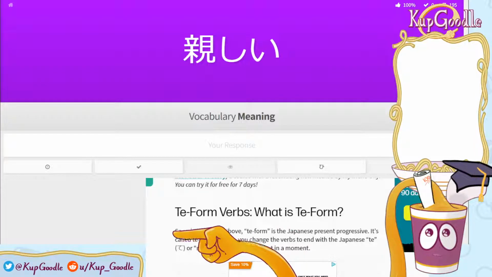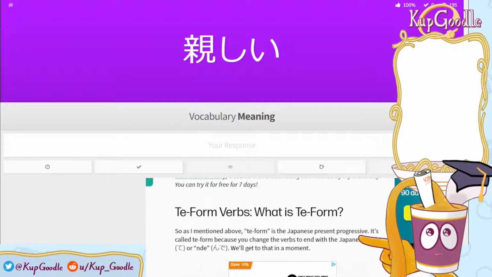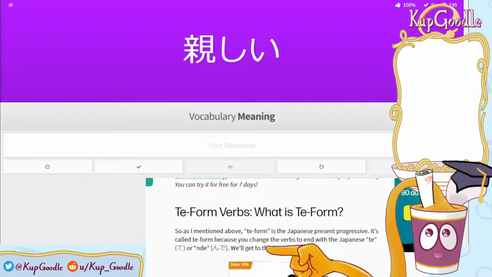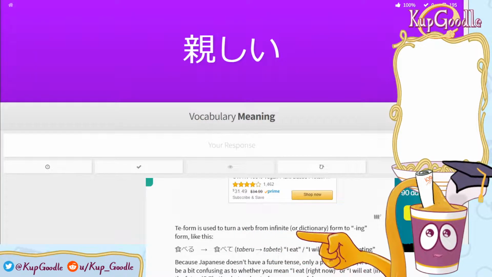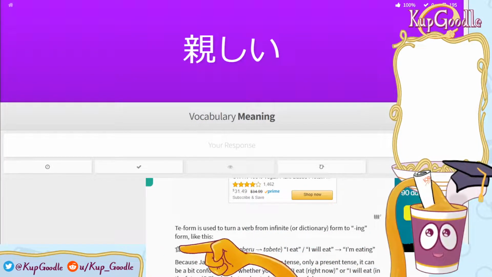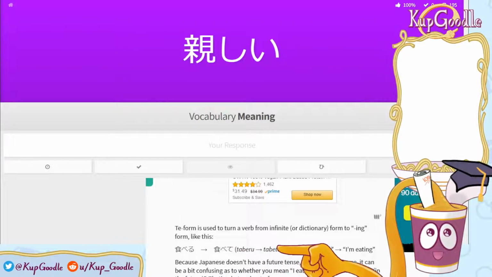Te form verbs. What is te form? As I mentioned, the te form is Japanese present progressive. It's called the te form because you change the verbs to end with the Japanese te, or nde. The te form is used to turn the verb from infinitive, or dictionary form, to ing, such as taberu is to eat, and you drop the ru and make it tabete is eating.